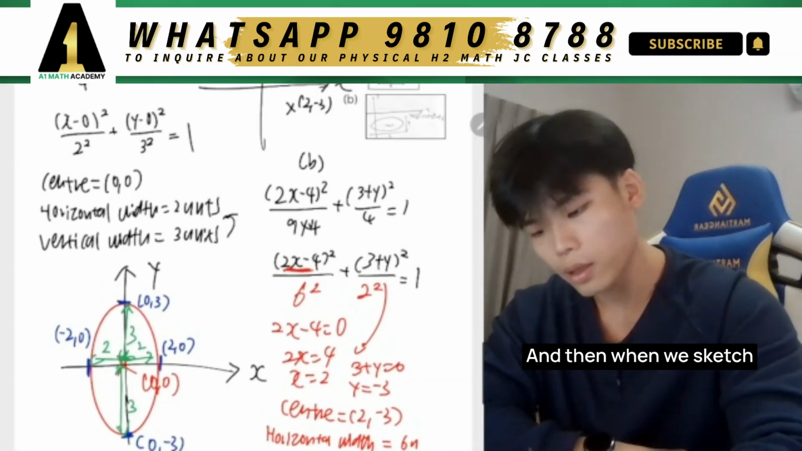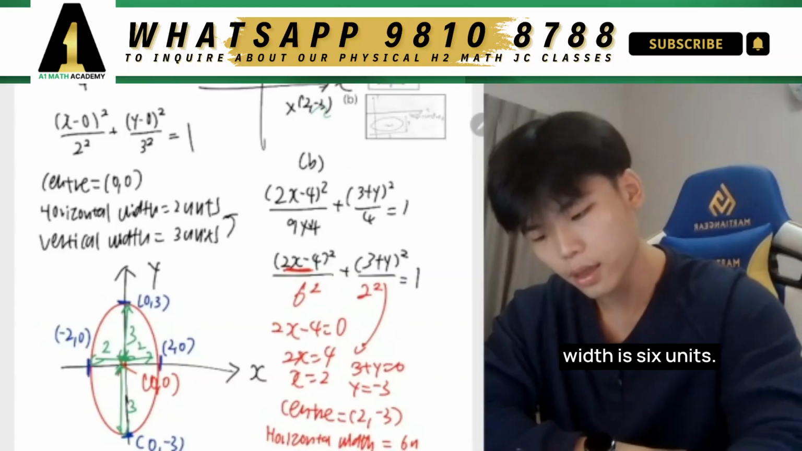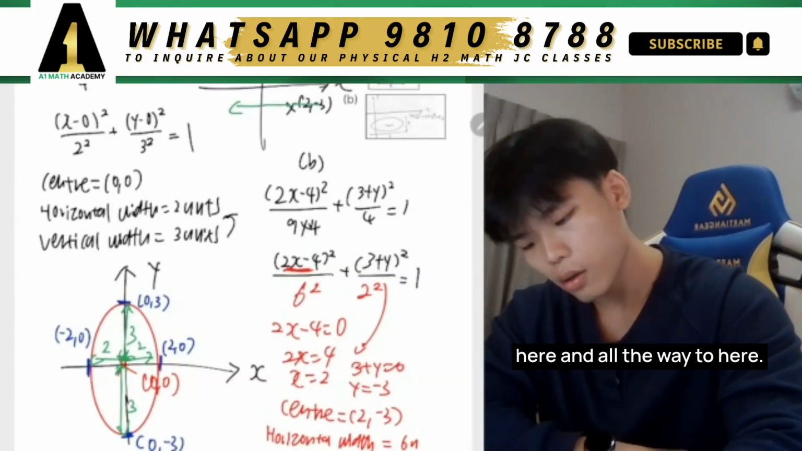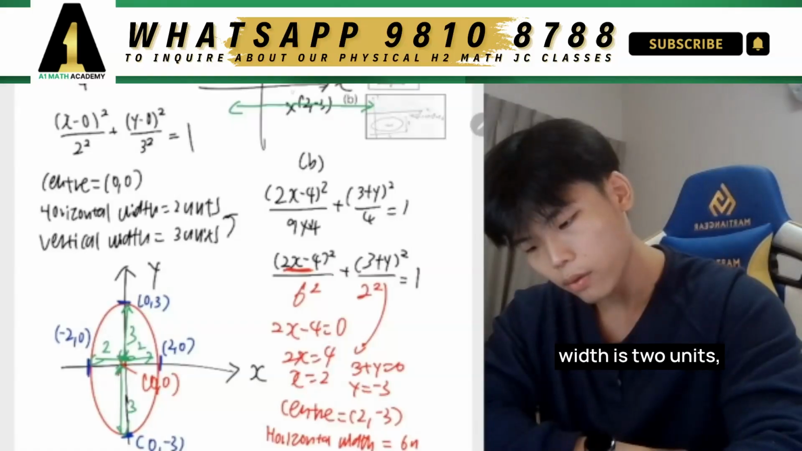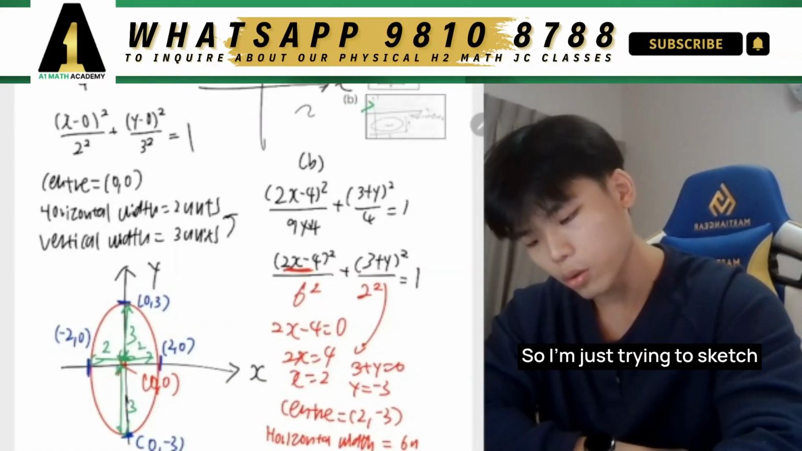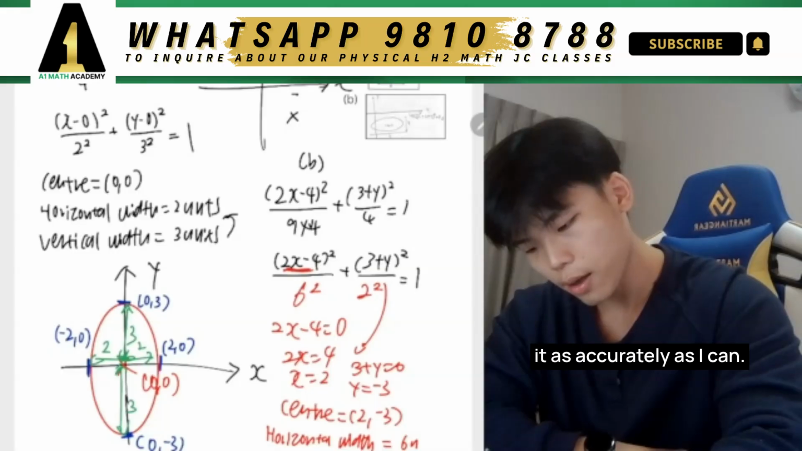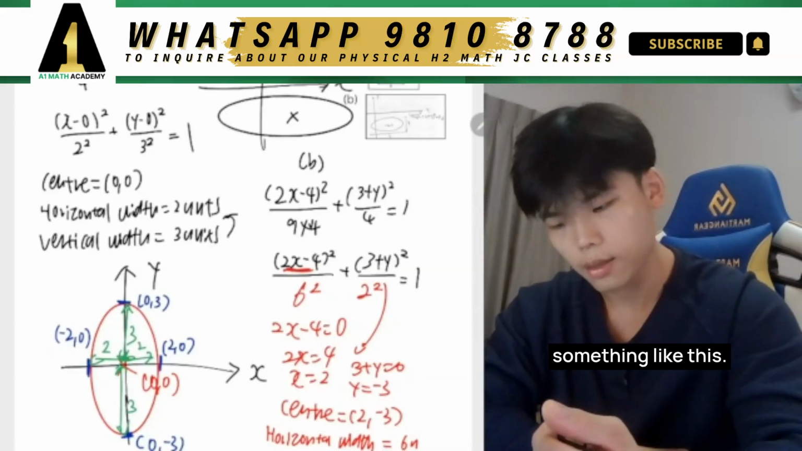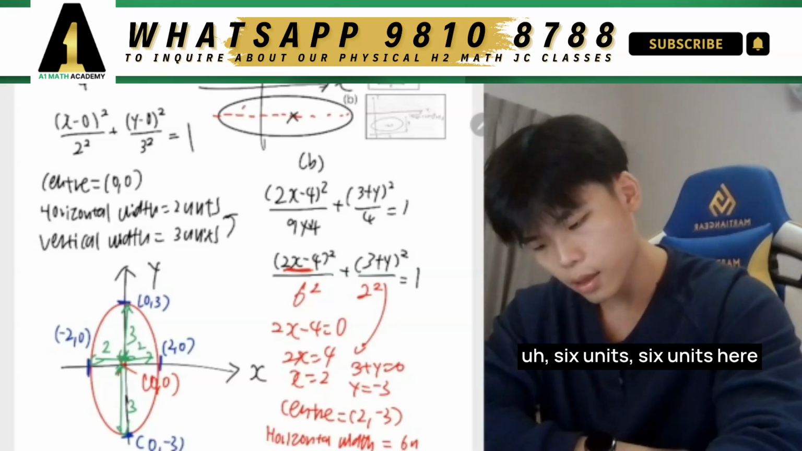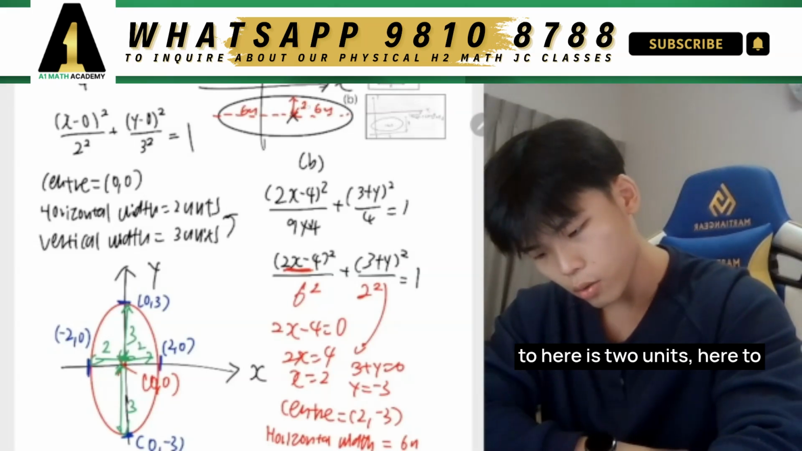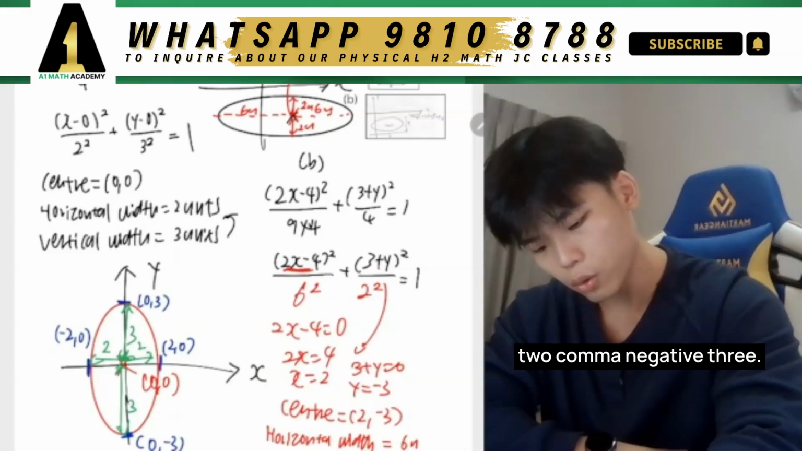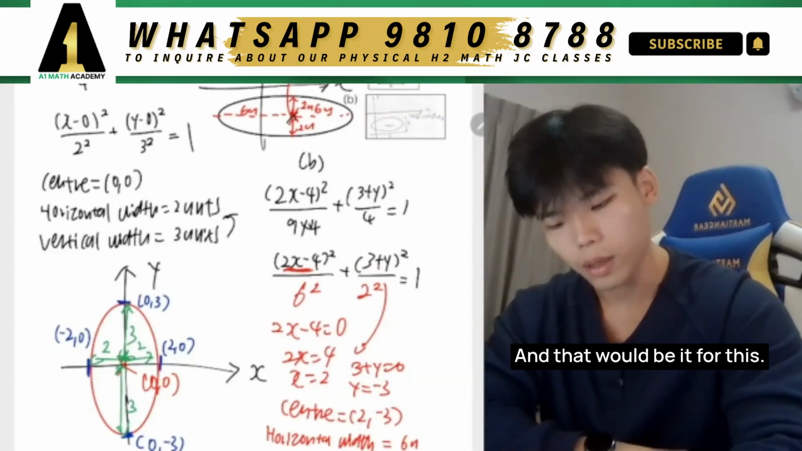When we sketch it out, the horizontal width is 6 units, so it will go all the way to here and all the way to here. The vertical width is 2 units, but here is -3, so that means it won't touch the x-axis. I'm just trying to sketch it as accurately as I can. It probably looks something like this, whereby this is 6 units, here to here is 2 units, here to here is 2 units, and the center over there would be (2, -3). And that would be it for this.